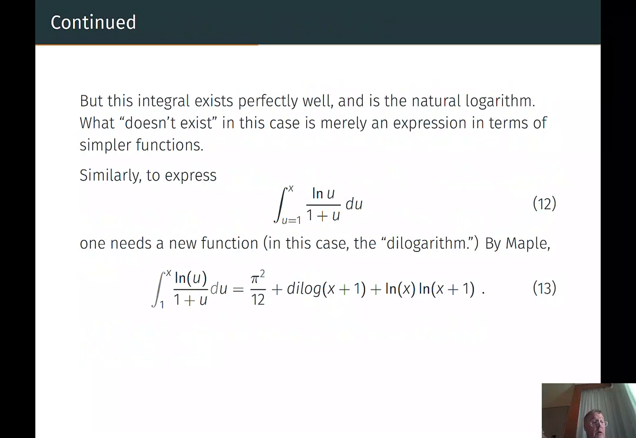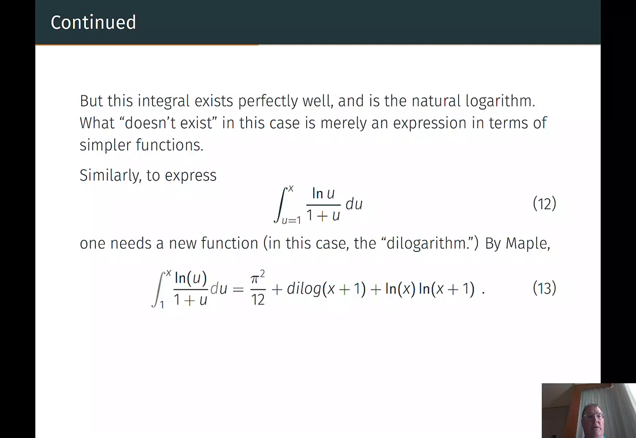But both of these integrals exist perfectly well in the numerical sense, in the sense of being the area under a curve. And so is the natural logarithm, the integral of 1 over u. What doesn't exist in this case is merely an expression in terms of simpler functions.